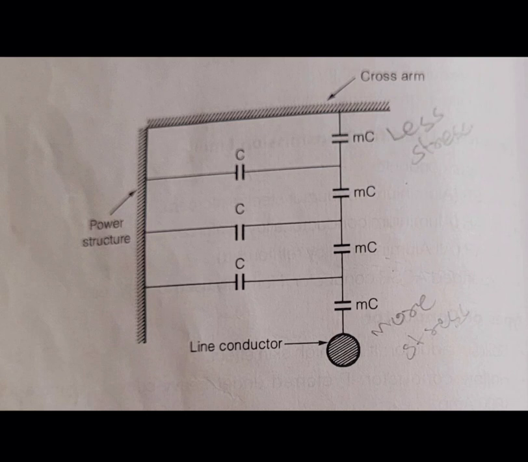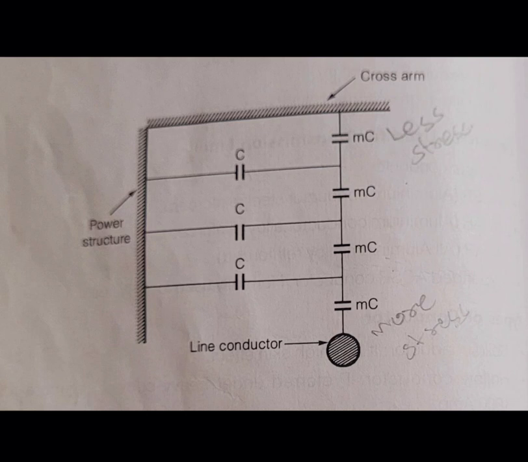So the line conductor nearby will have more stress, and near the cross arm there will be less stress. Stress means high current. You have to remember this. Between the line conductor and the power structure, capacitance will be there, because there are many long-distance lines, so in between capacitance will be there.